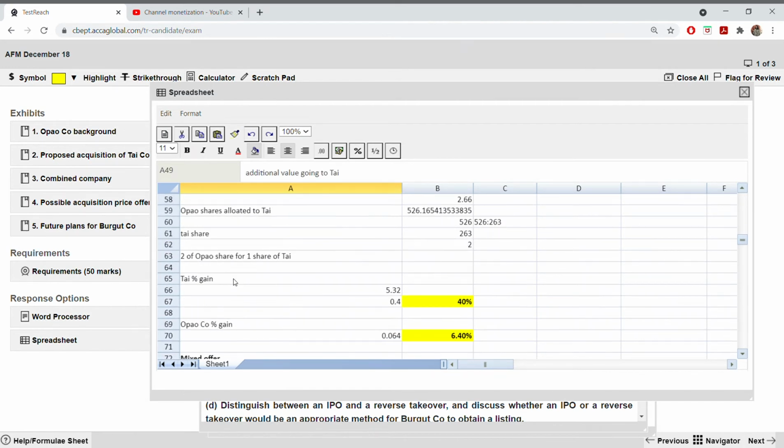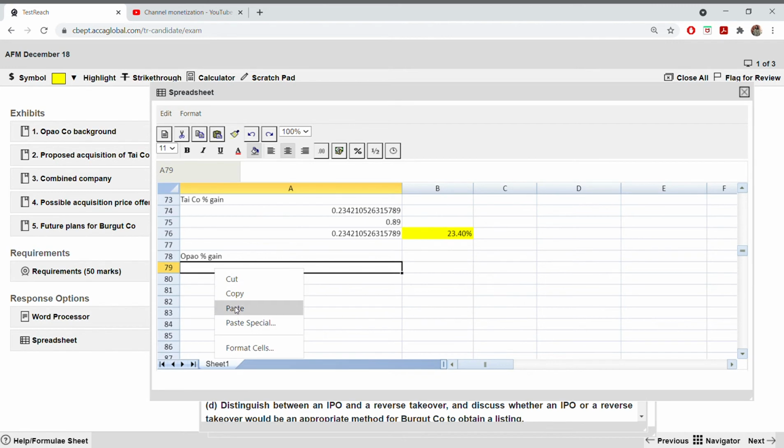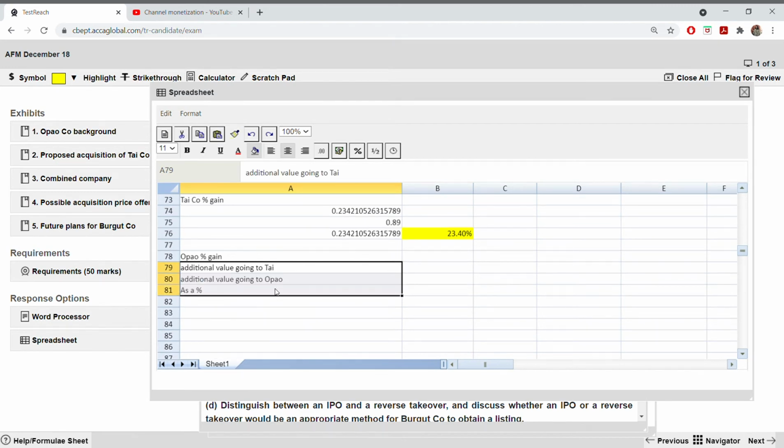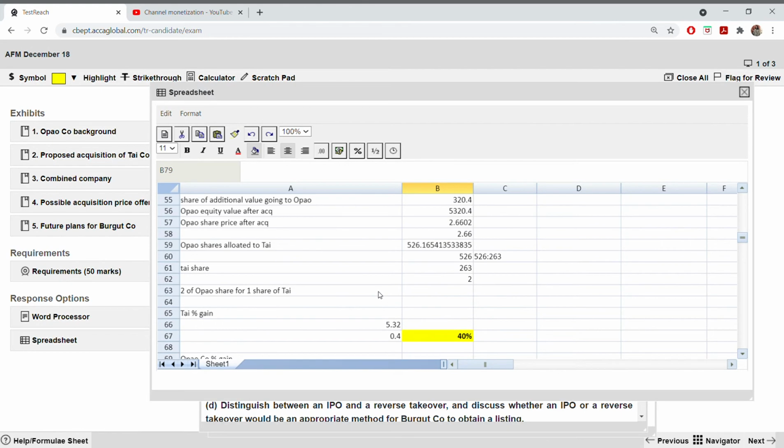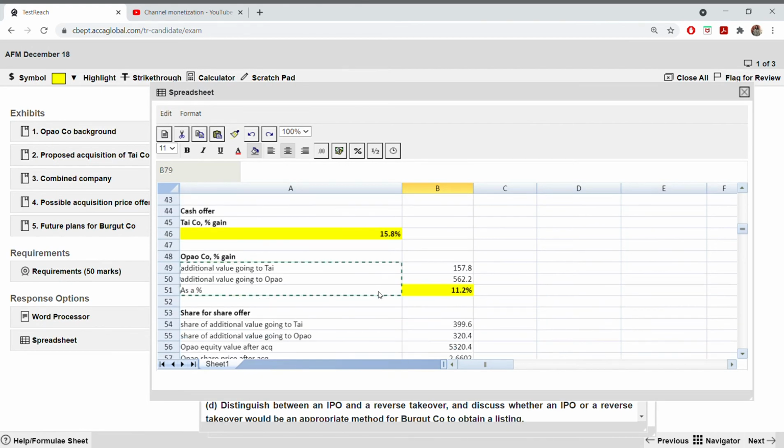Just copy paste this here because there is no time to waste, okay? When you copy paste and click it in one cell, it will copy into the three cells as it is normally. Okay, so the percentage of additional going to Thai, this you have to do. Why? Because when you see the cash offer, just see the cash offer.